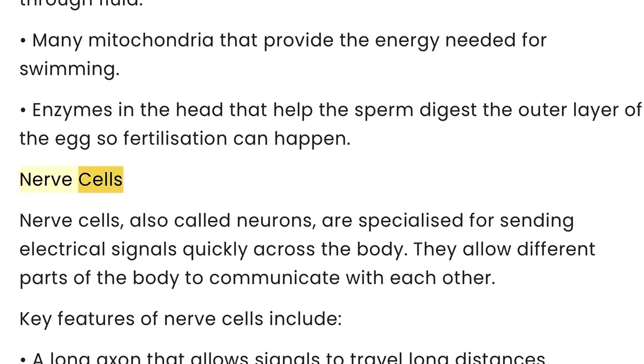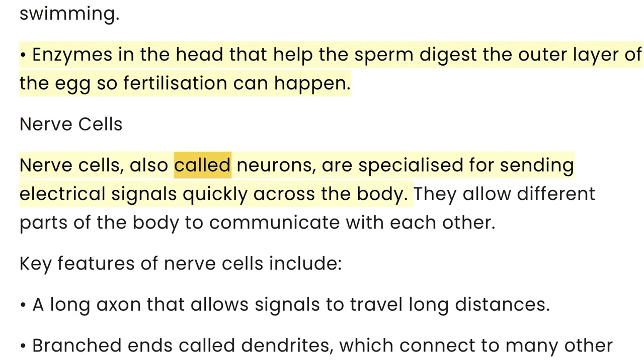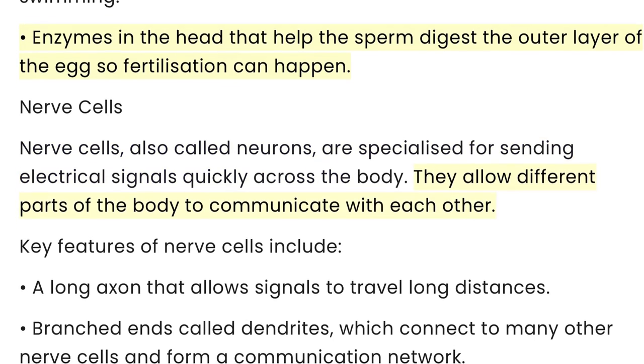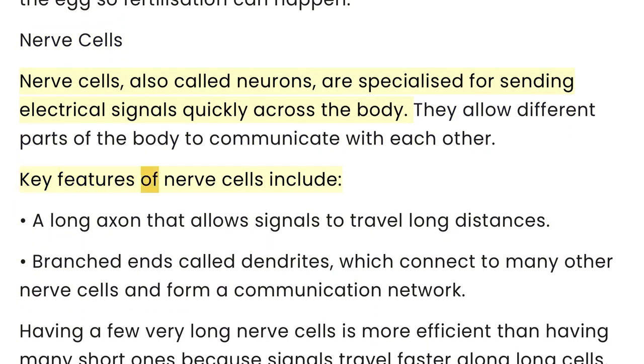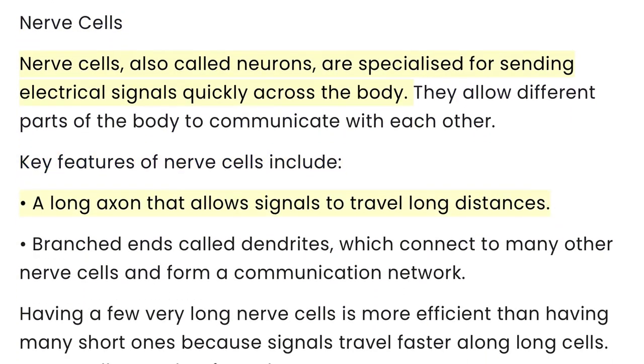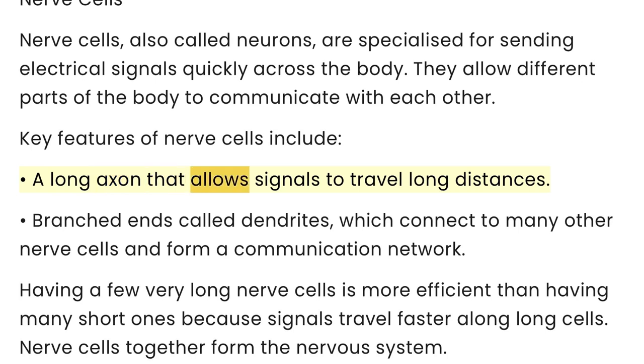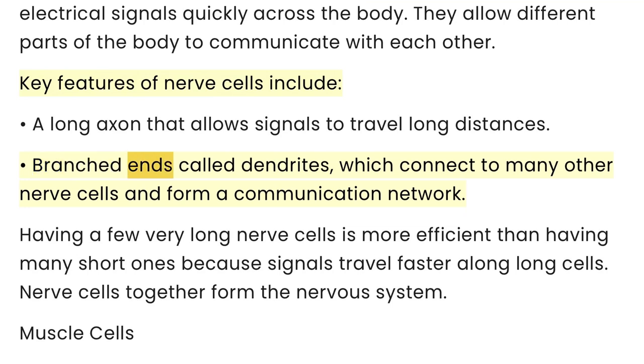Nerve cells. Nerve cells, also called neurons, are specialized for sending electrical signals quickly across the body. They allow different parts of the body to communicate with each other. Key features of nerve cells include a long axon that allows signals to travel long distances, branched ends called dendrites, which connect to many other nerve cells and form a communication network.